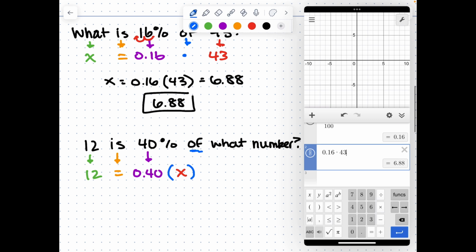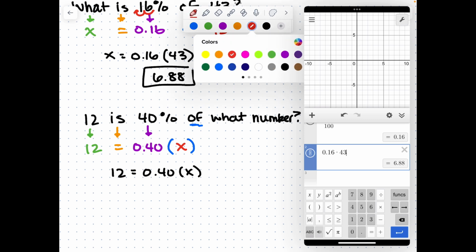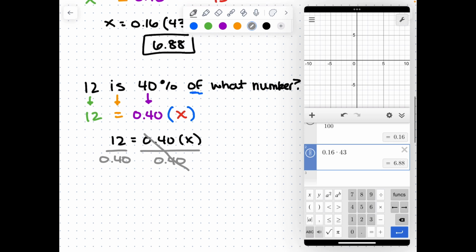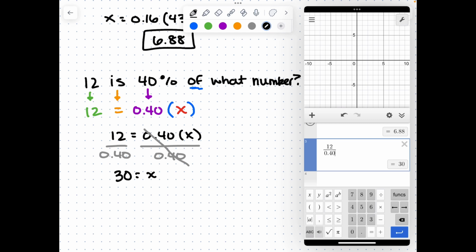So now we do have more of an algebraic equation where we're going to need to do something to both sides. So just because the colors can get a little weird looking, I'm going to rewrite it. 12 equals 0.40 times x. And we need to isolate that x, so we're going to divide by 0.40. Multiplying by 0.40 and dividing by the same thing will cancel out, so we just have the 12 divided by 0.40. And that comes out to be 30. So there's your answer. 12 is 40% of 30.